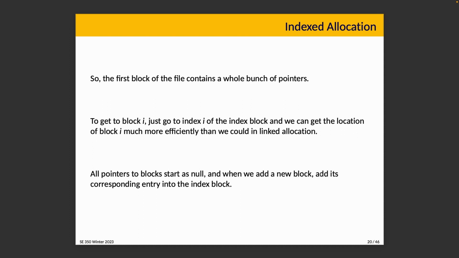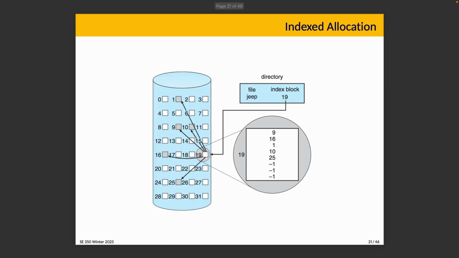So the first block of a file just contains a whole bunch of pointers. And thus, to get to a particular block I, we just look in the index block, we find the entry in the index block, and we can get to that location very quickly. All of the pointers in the index block will start as null, and we'll just update them anytime we add a block to the file. I write a new chapter, congratulations, this is chapter 34, add it to the block, and then that's it. Easy to find.